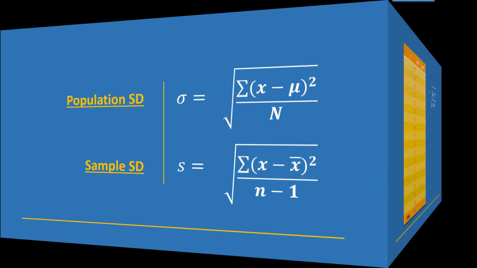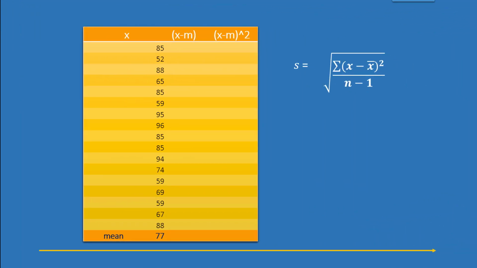Let's take a look now at a problem. Here's a summation table along with a formula for standard deviation of a sample. You definitely don't want to forget that this is for a sample. If you do, you won't get the right answer. Step 1 is simply to subtract the mean from each score. So for the first score, we have 85 minus 77, which equals 8.